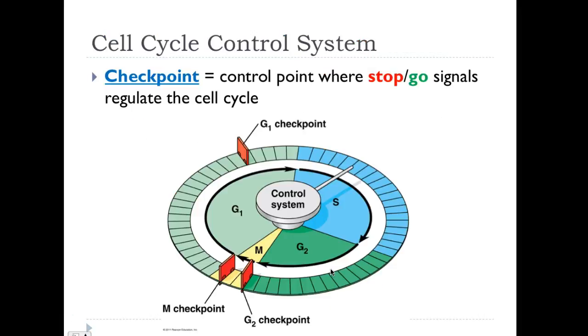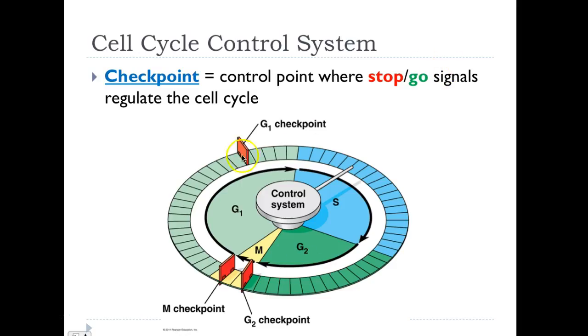All right, so controlling of the cell cycle. This is another point that you need to know. Basically, you have this control system which is going to stop and go, allow the cell to either continue in its life cycle or stop it and say, nope, things aren't right here. And we call those checkpoints. It's a control point where stop-go signals are going to regulate that cell cycle.